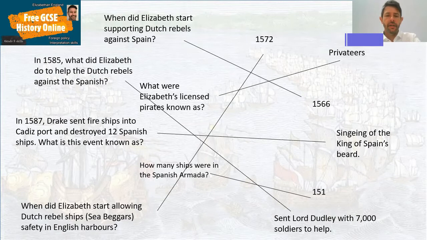As I said, 151. And then going back in time a little bit, when did Elizabeth start allowing Dutch rebel ships, the sea beggars, into English ports? 1572. And obviously that upset the Spanish a lot, that there was lots of English help for the Dutch Protestant rebels.